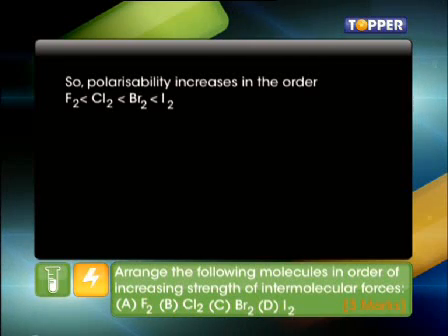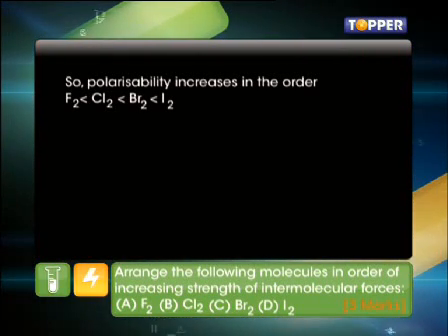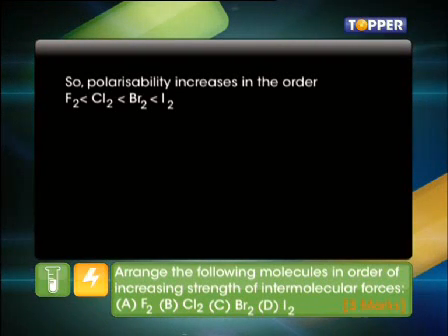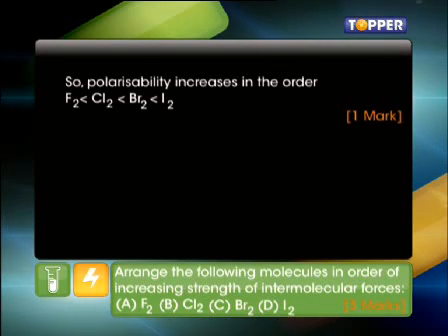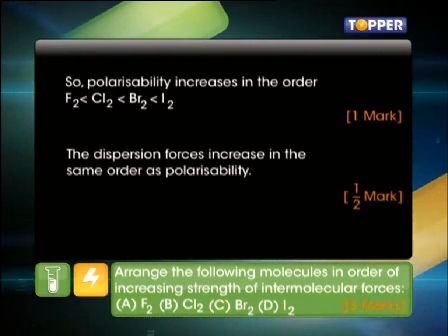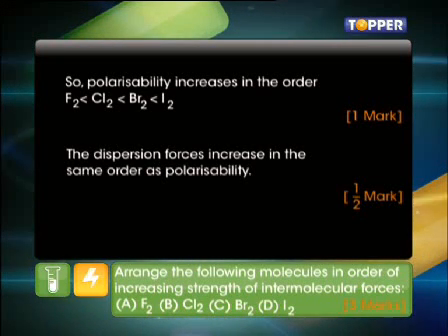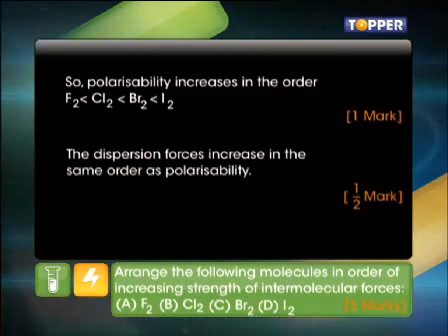From this order, we can imply that polarizability increases in the order F2 less than Cl2 less than Br2 less than I2. This gets you 1 mark. For the remaining half mark, you must state conclusively that dispersion forces increase in the same order as polarizability. One tip I want to give you is to be thorough with the periodic table because, as you have just seen, it is a crucial part of many such questions.